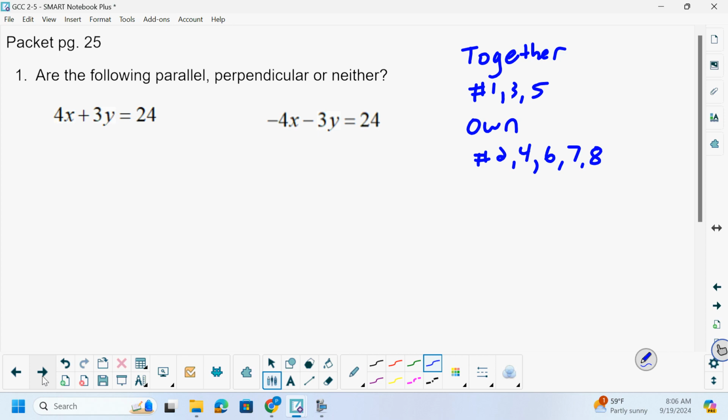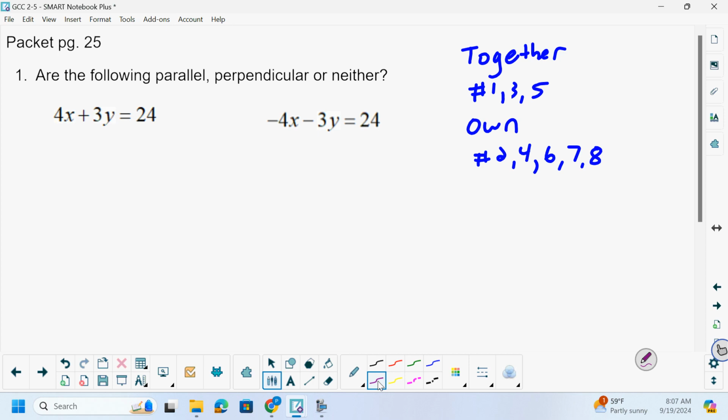So that's what you'll be doing after the video ends, but we're going to do one of each type and do 1, 3, and 5 together first. So on number 1 on page 25, we want to know if they're parallel, perpendicular, or neither. If they are parallel, we're looking for same slope, different y-intercept. Perpendicular, we're looking for slopes that are flipped and the sign changed. That's called a negative reciprocal. And neither would just be some other combination.